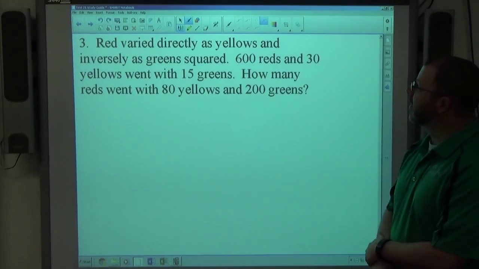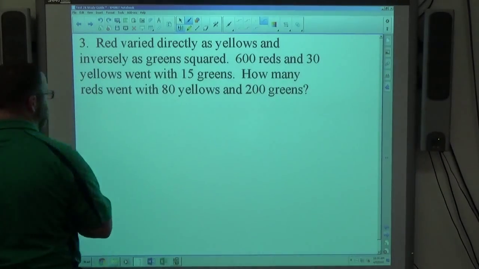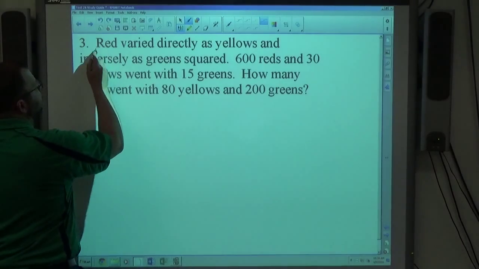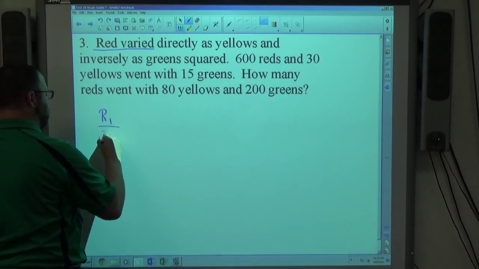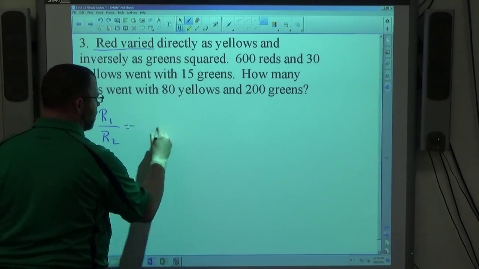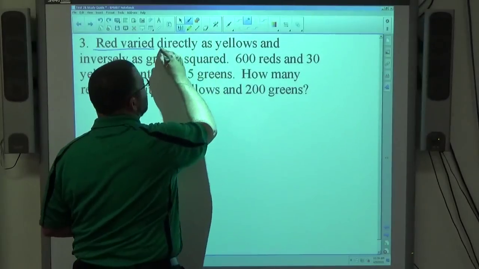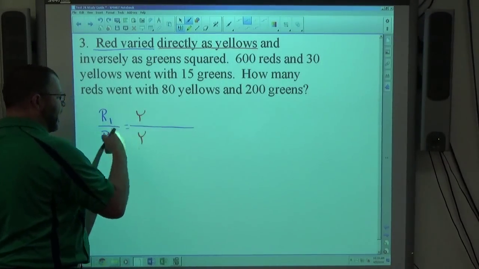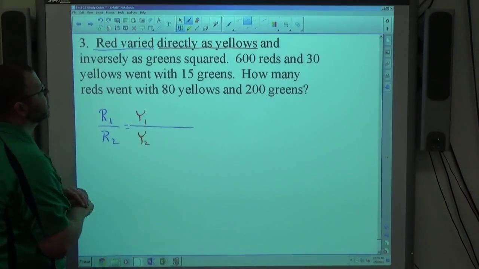Number 3, reds vary directly as yellows and inversely as greens squared. I think most of us prefer to do the equal ratio technique on this, so I'll do it that way. Reds varied, so that's R sub 1 over R sub 2 equals fraction bar. It says directly as yellows. That means that yellow's on top, yellow's on bottom, and directly means the subscripts match. So 1 on top, 1 on bottom.